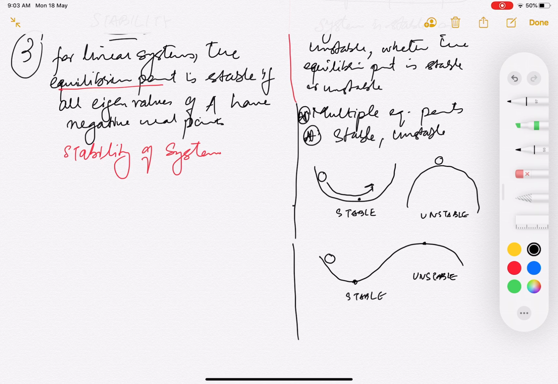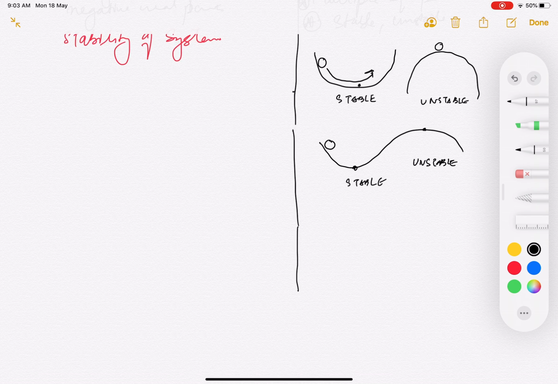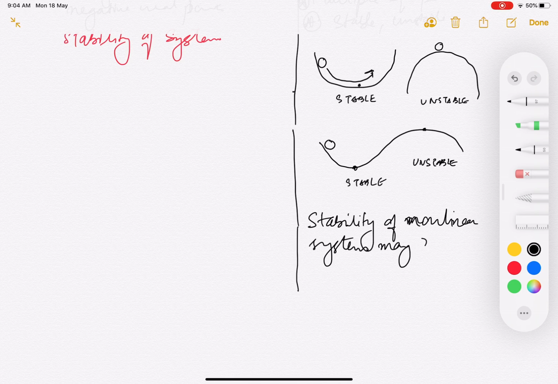So the first important thing as far as stability is concerned: we talk about stability of equilibrium points in nonlinear systems. We will not talk about stability of the nonlinear system, we will talk about stability of the equilibrium point of the nonlinear system. And the other important distinction is that the stability of nonlinear systems may depend on initial conditions.